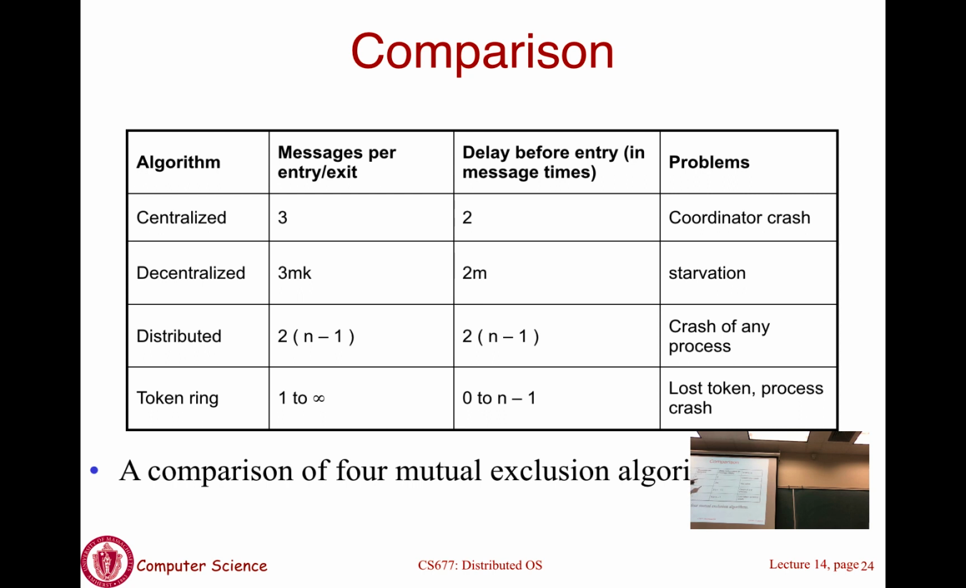There are different delays. There are essentially 2 messages to get the token here. There are 2m because there's voting happening. There's 2(n minus 1). Again, this depends on how many nodes there are. And then there are problems in each case. There's coordinator crash, starvation. There's n points of failure. Here, how do you detect a lost token, regenerate it, and so on.